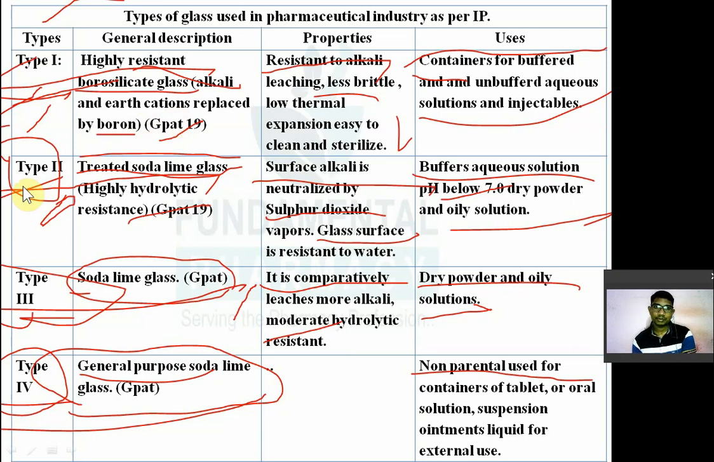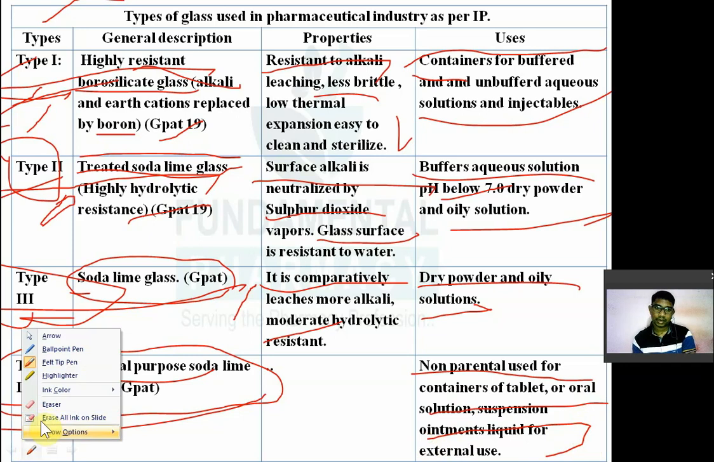Type 2 is known as treated soda lime, for buffered solutions, oily solutions and powder. Type 3 is known as soda lime glass for dry powders and oral solutions. Type 4 is known as general purpose soda lime, and containers made from general purpose soda lime glass are used for non-parenteral use, containers for tablets, oral solution, suspension and liquids for external use. So this is all in it. This chart is very important. Again, remember it in short.